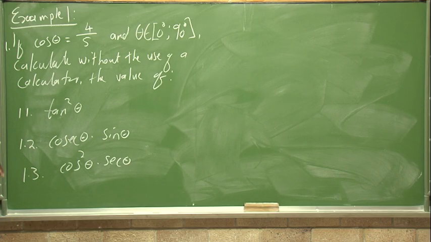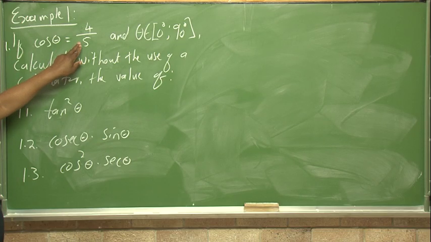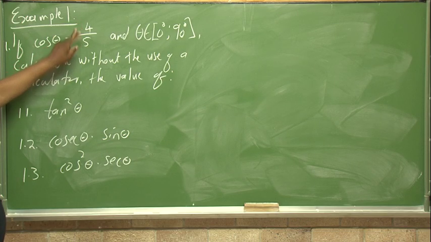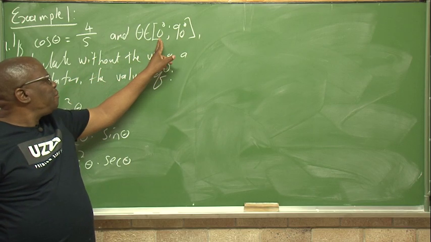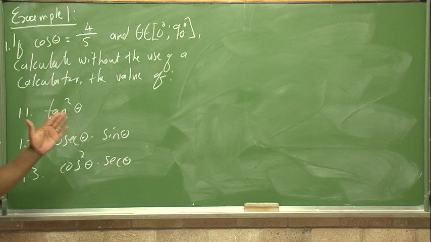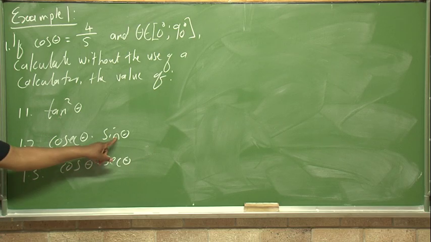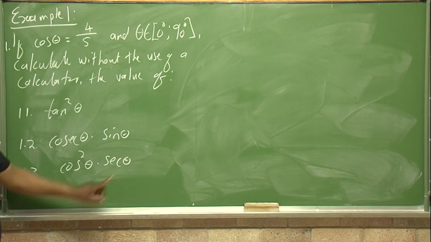It reads, if the cosine of theta is 4/5, remember by definition, cos is defined as the adjacent over hypotenuse, x over r. And theta must be between 0 and 90. You remember in the Cartesian plane, between 0 and 90, we are referring to the angles in the first quadrant. Then the question reads, calculate without the use of a calculator the value of tan squared theta, cosec theta multiplied by sin theta, cos squared theta by sec theta.